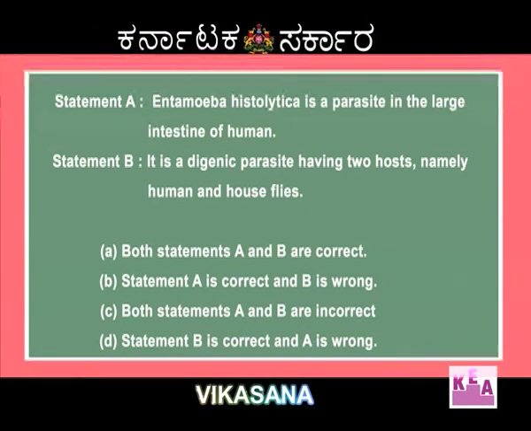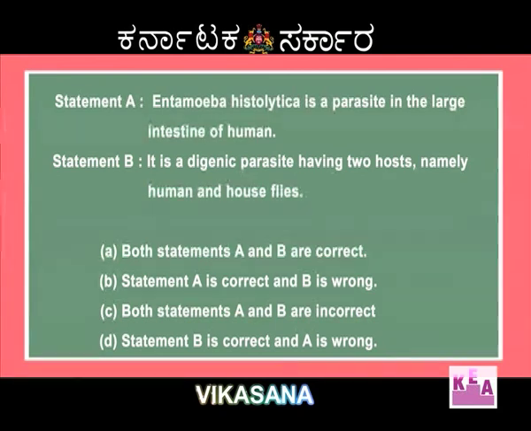Now, we move on to the next question. Statement A, Entamoeba histolytica is a parasite in the large intestine of human. Statement B, it is a digenic parasite having two hosts, namely human and housefly. Let me look into the options.